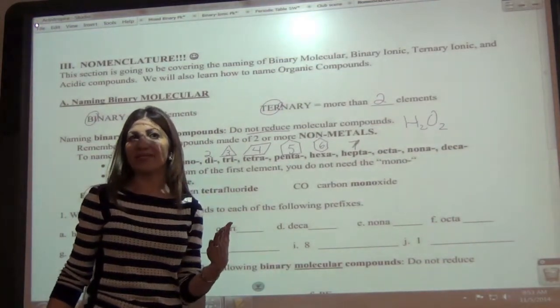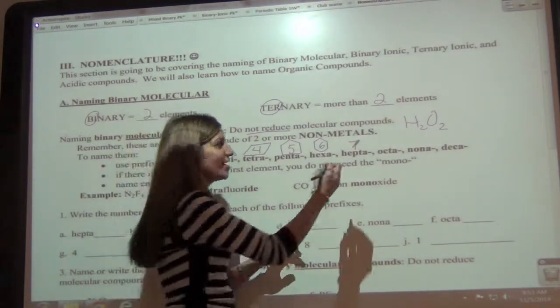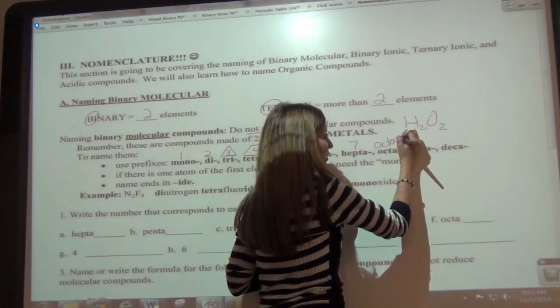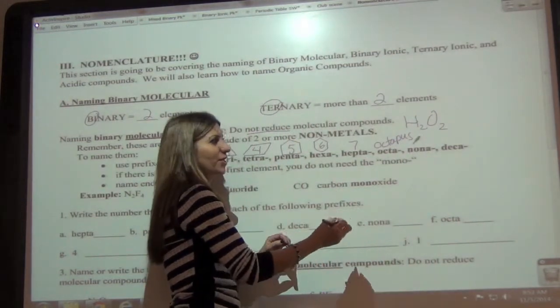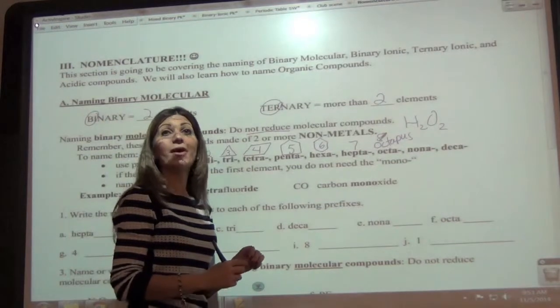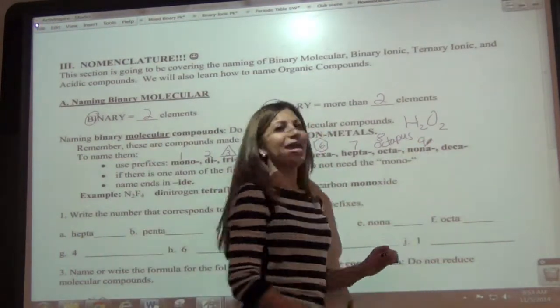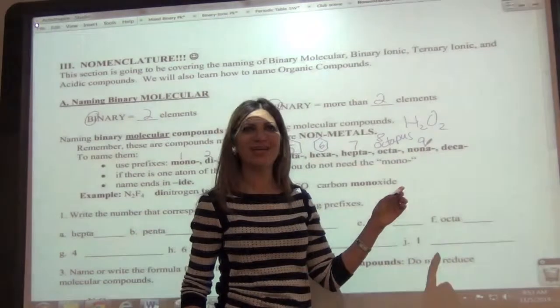Octa is the beginning of some type of water animal. We call it an octopus. I'm just going to write octopus because people thought mine looked really funny before. But the octopus has 8 legs. Okay. What about nona? What does that sound like? 9. Perfect. And deca, like a decade, would be 10.